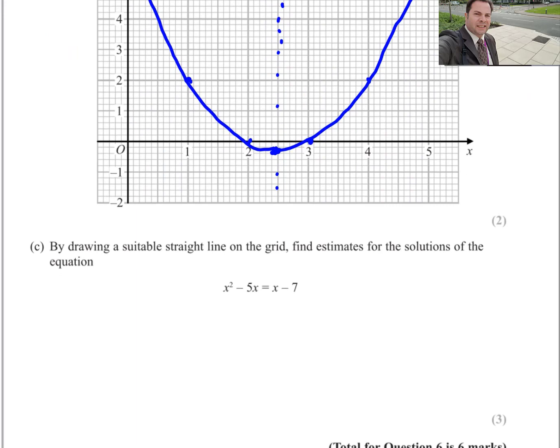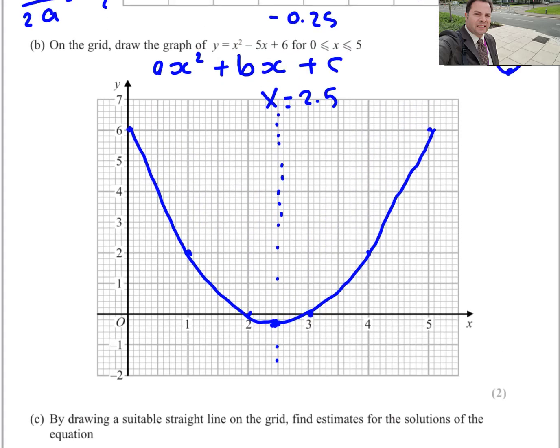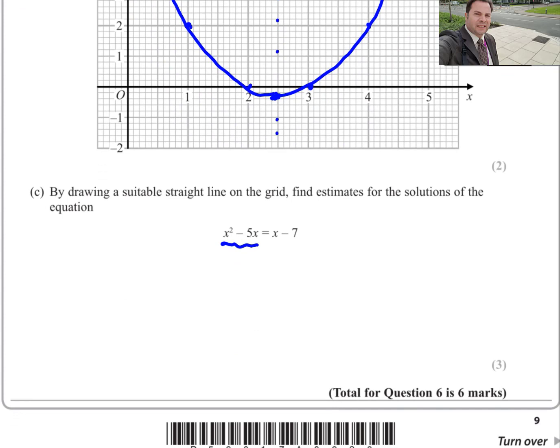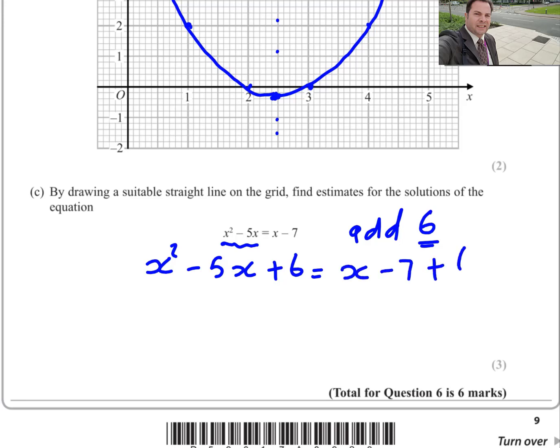By drawing a straight line on the grid, find estimates for the solution of this equation. To solve the equation graphically, look first at the left hand side. Is it the same function, x squared minus 5x? No, we still need to add 6 to both sides. So first, adding 6 to both sides, now x squared minus 5x plus 6, and add 6 to the other side, x minus 7 plus 6.